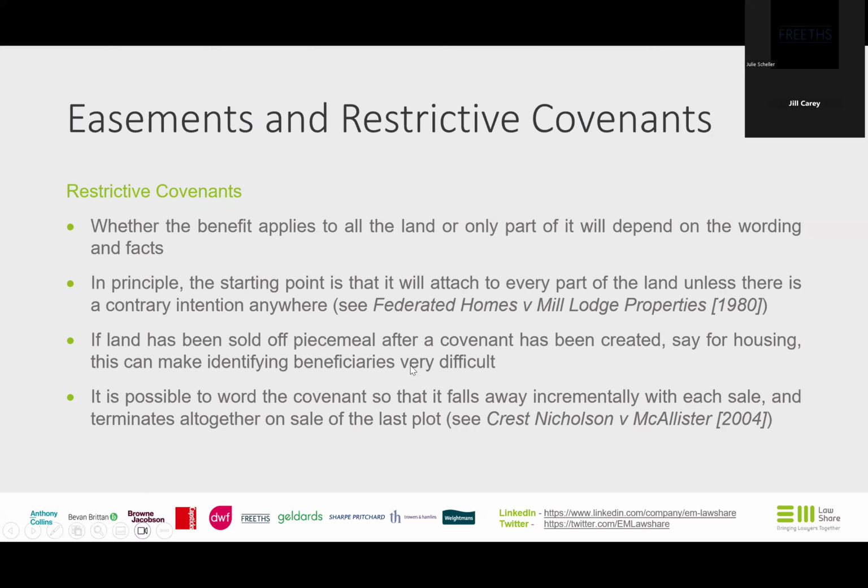So if the council has a large piece of land and it's sold off in chunks, instead of one person who had the benefit, you might suddenly find 100 people have the benefit. And that can make identifying the beneficiaries very difficult. It is possible to word a covenant so that it will drop away as each little piece is sold. And then on the last sale, the sale of the last plot, the covenant will go altogether. Obviously, that will very much depend on whether you've got that specific wording or whether your conveyancers can include that wording.